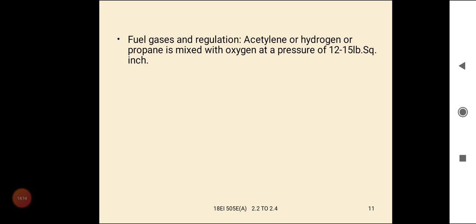Fuel gases and regulation. Acetylene or hydrogen or propane is mixed with oxygen at a pressure of 12 to 15 lb per square inch.